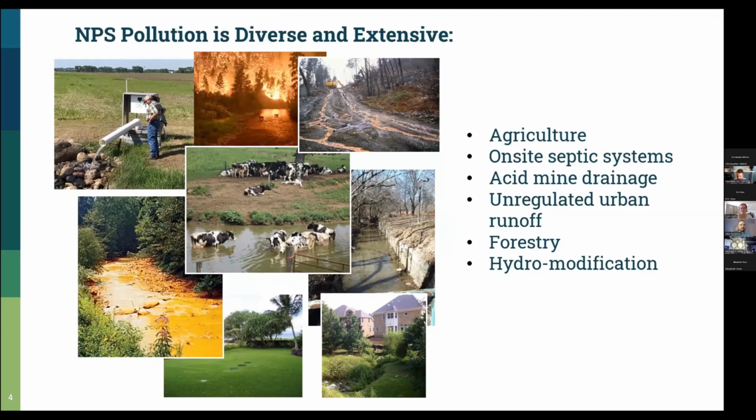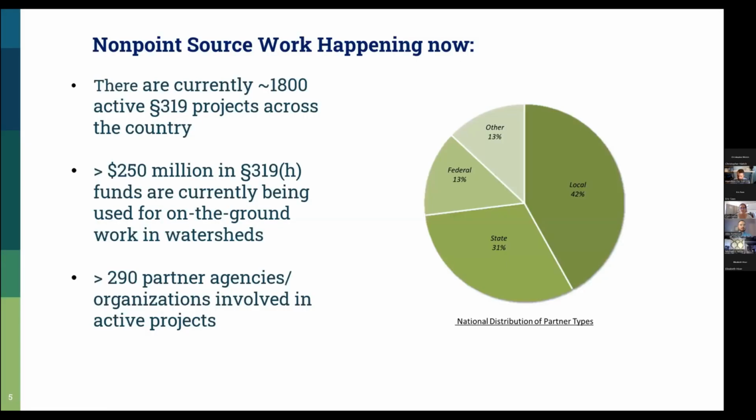So there is a lot of work happening across the country. Currently, there's approximately 1,800 active on-the-ground projects going on across the U.S. And that accounts for over $250 million in 319 grant funds and 290 partner agencies. If you look at the pie chart on the right, you see that this is the distribution we want to see. Local groups are the ones that make the work happen. They're the ones that deliver the water quality improvements. So like this conservation district, you all are the ones that are making this happen.